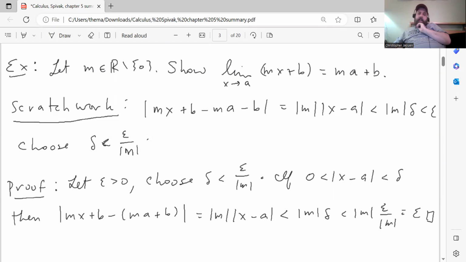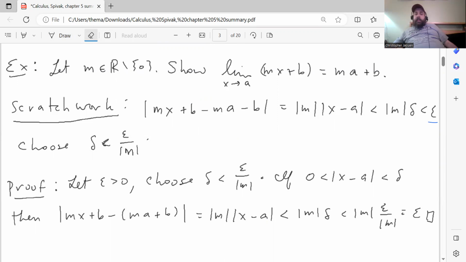Then I want to show that the limit as x goes to a of mx + b is ma + b. When you're doing these proofs, you have to do some scratch work to figure out what delta is. That's basically where all the work is. So here I start with what I want, which is I want |f(x) - L| to be less than epsilon. If I simplify the expression in the absolute value, I get |m| times |x - a|, and m is just a number, right?